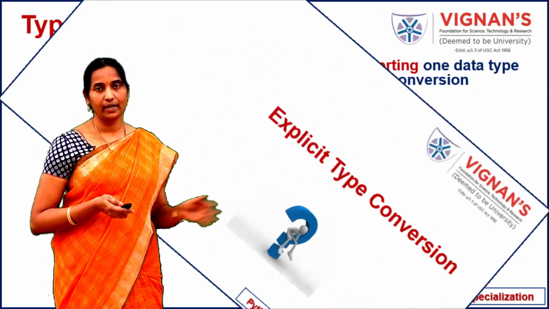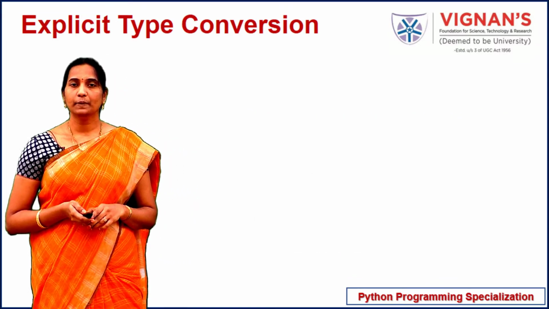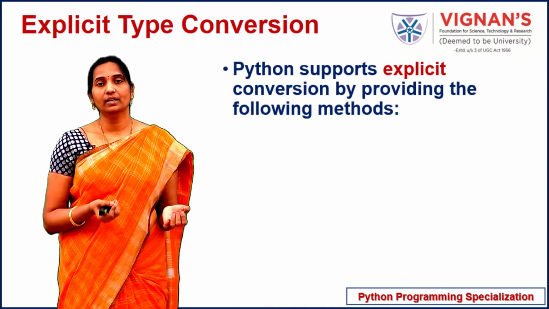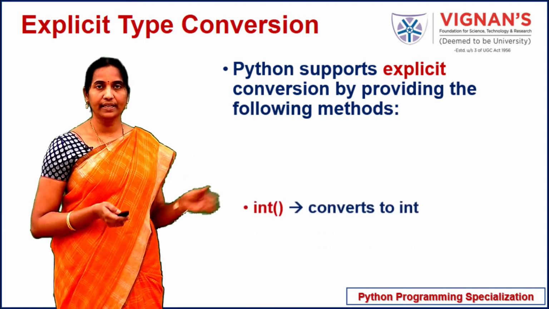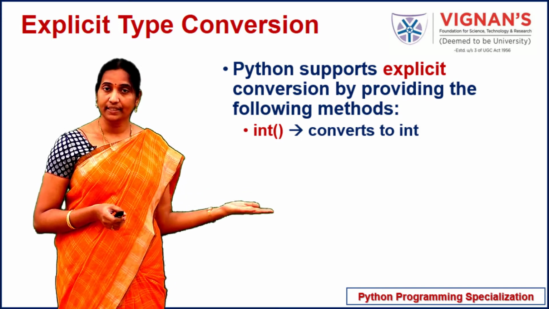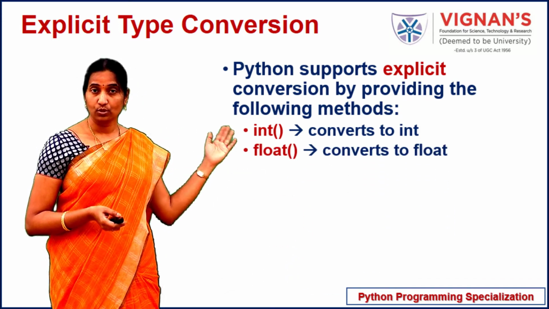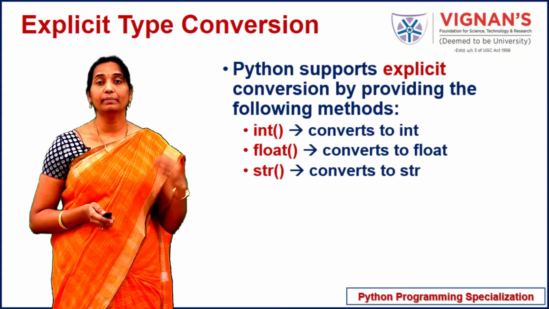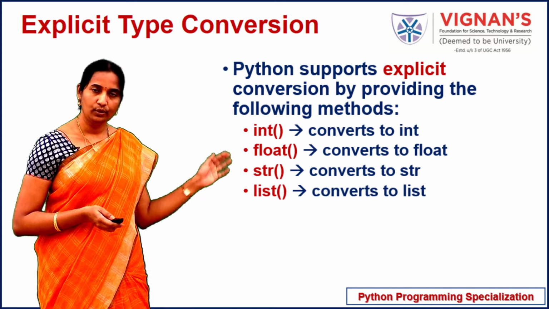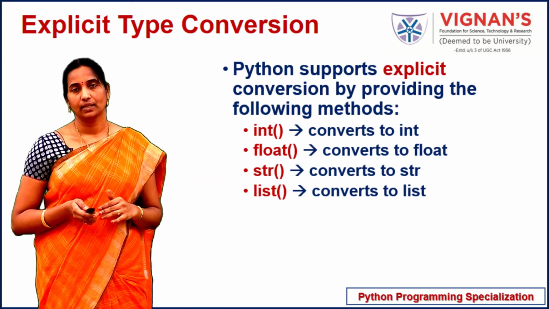Let's try to understand how we can use explicit type conversions in Python. In explicit conversion, you are explicitly converting one type of data to the other type. You can use the int method to convert to an integer type. Moreover, you can use the float method to convert other types to the float type. You can use the str method to convert from other types to the string type. You can use the list method to convert from other types to the list type.